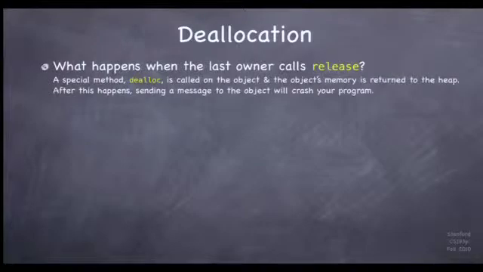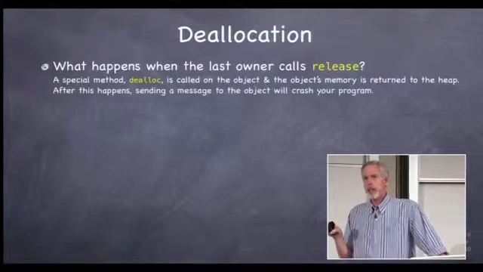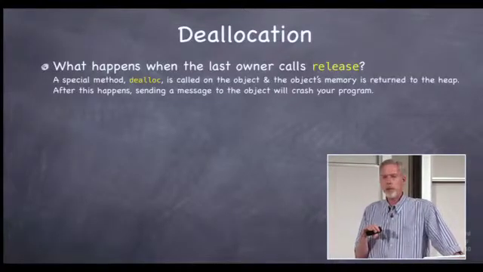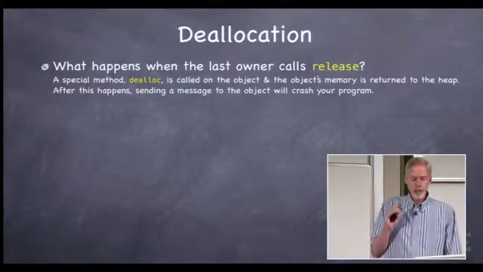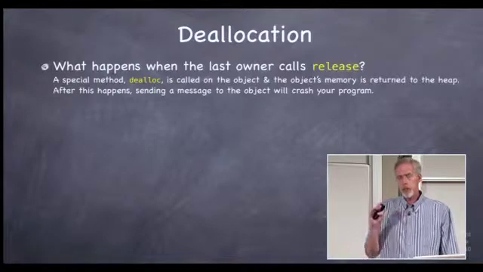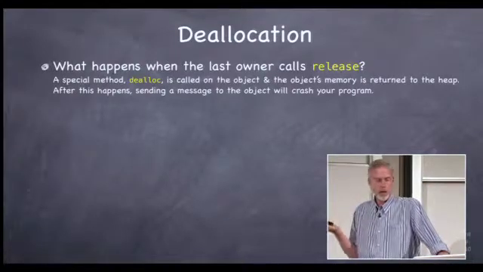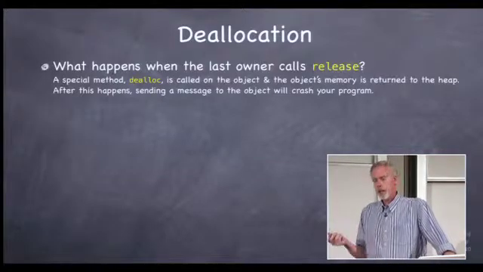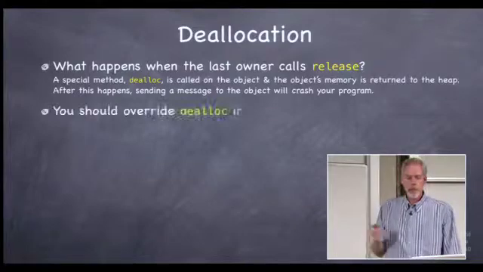Okay, deallocation. So what happens exactly when the last owner calls release? Nobody owns this object anymore. A special method in NSObject called dealloc gets called, and in addition, the object's memory is returned to the heap, to be reused, obviously. After this, if you call a method on that object, it will crash your program. So let's talk about dealloc.